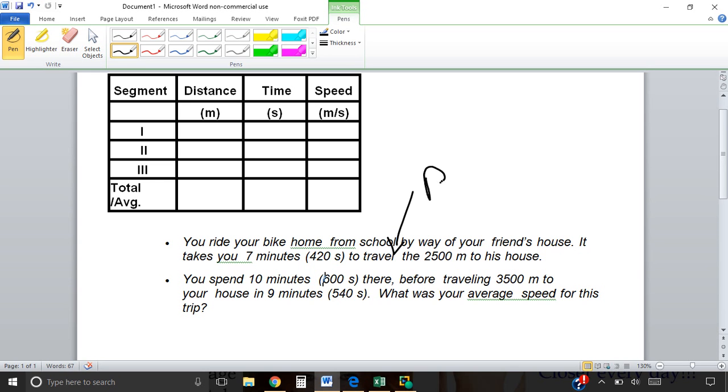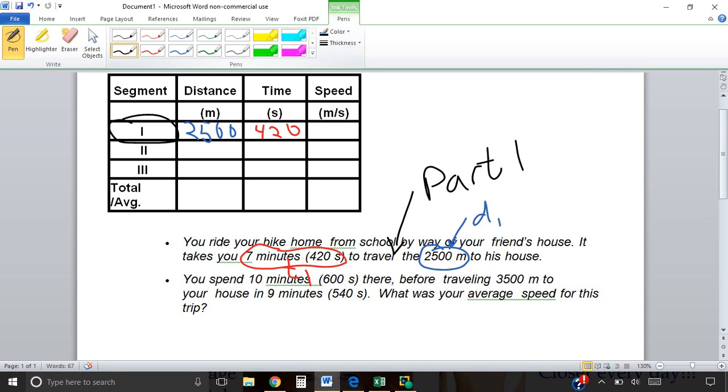So right here is part one of your journey, and we're going to fill that in right here. So we'll read out the time it took. This would be T1. This is the time it took to travel there, 420 seconds. So we're going to write that in the first row of your box. And then you traveled 2,500 meters. That'll be D1 of your journey. So we're going to write that right here in the box.